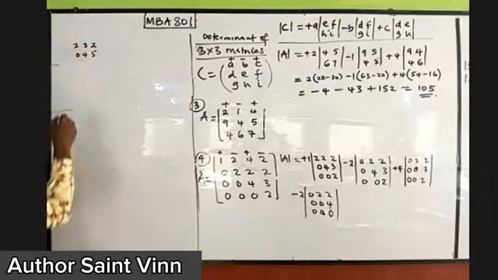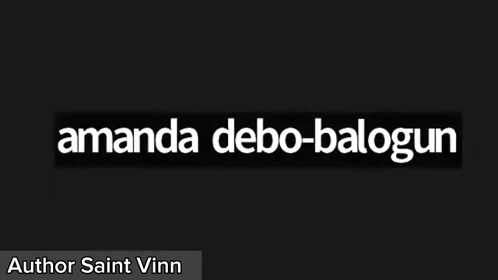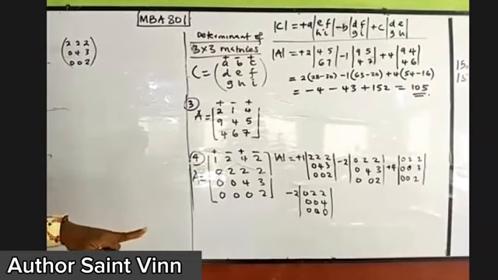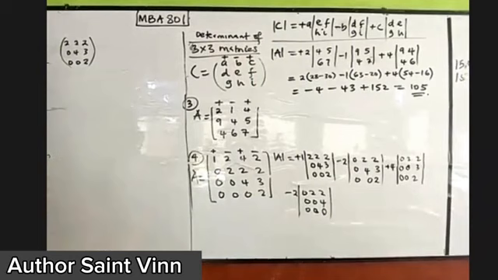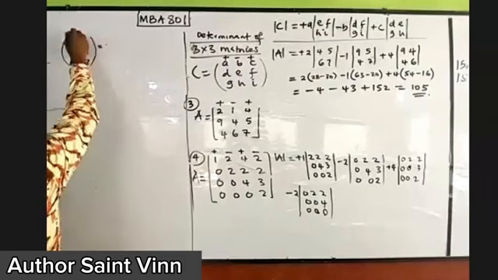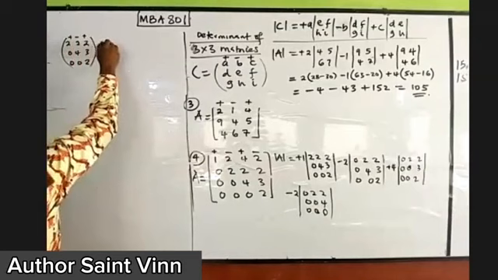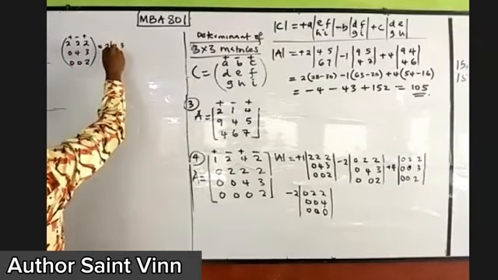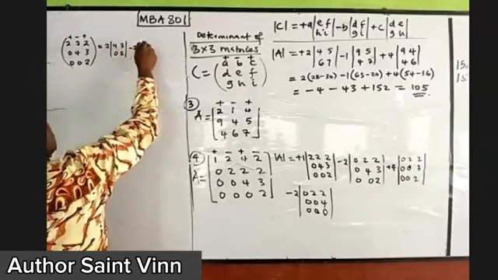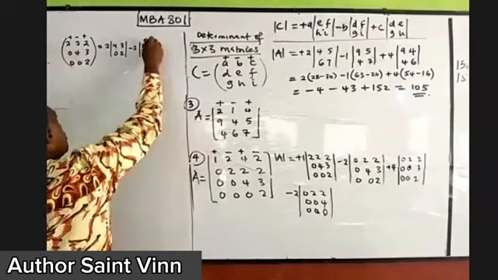0, 4, 5. Okay, 3. 0, 0, 2. This is 3 by 3. Is it 4? Okay, yes, 4, 3 by 3 matrix. So we're going to find the determinant of all. So first one, this is the first one. And we are aware there is plus, minus, plus. So 2 into 4, 3, 0, 2. Then minus 2 into 0, 3, 0, 2.